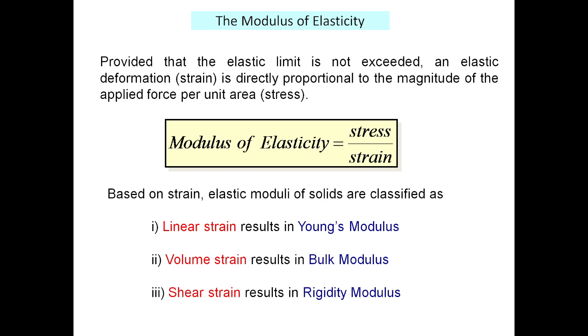Here in the modulus of elasticity, three different types of moduli of elasticity are understood. One is Young's modulus, another is bulk modulus, and another is rigidity modulus. The modulus of elasticity is nothing but the ratio of stress to strain. Young's modulus corresponds to the linear strain, bulk modulus corresponds to the volume strain, and rigidity modulus corresponds to the shear strain.